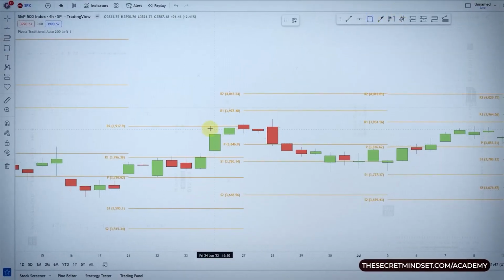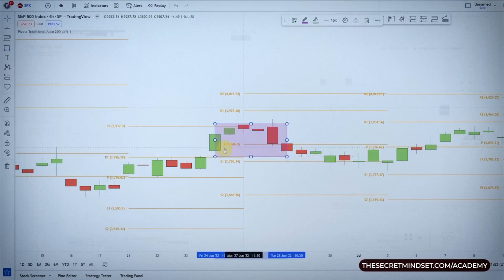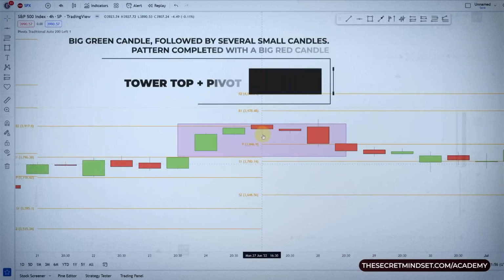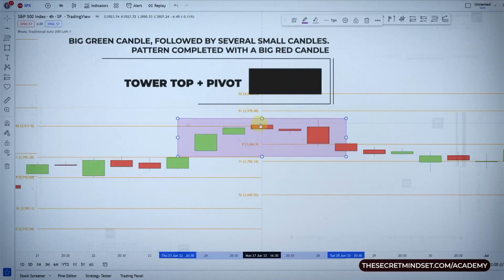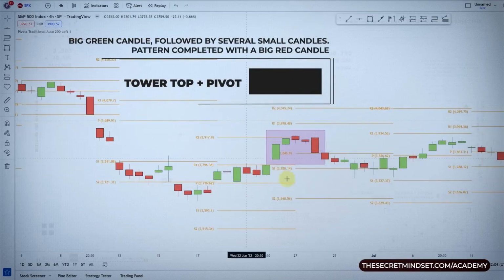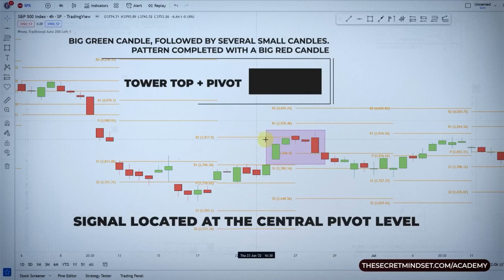Now let's look at the signal on the S&P 500. As usual, first you must identify the tower top candlestick formation, which is right here. Green candle, consolidation, and the aggressive red candle. Location of the signal is also perfect, right at the central pivot point.